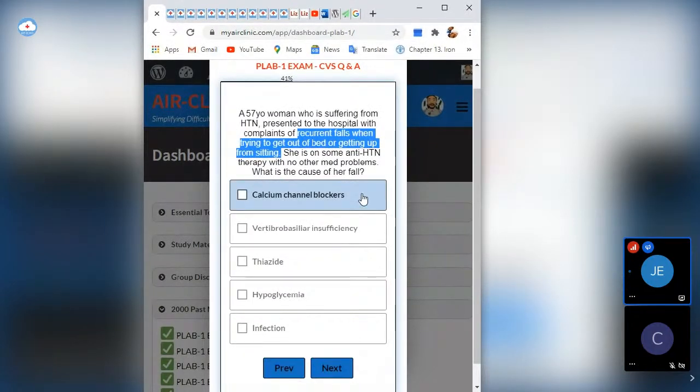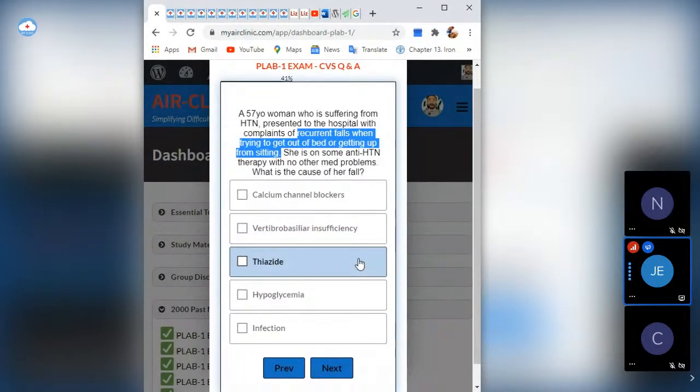Calcium channel blockers, vertebrobasilar insufficiency, thiazide diuretics, hypoglycemia, infection.